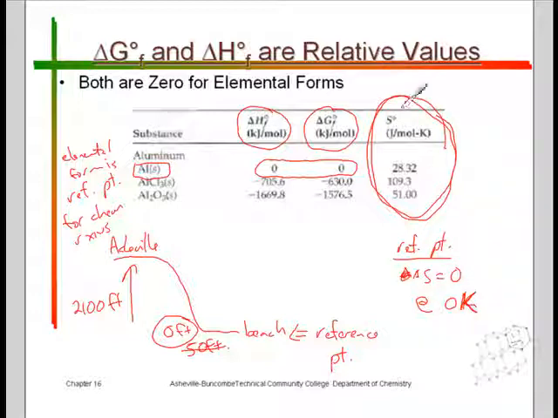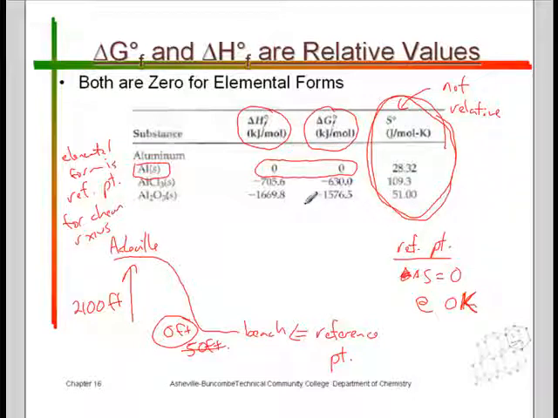S is not relative. There is a bottom. There is some point in nature where S becomes 0, and it just is. Humans didn't decide that. It just is. There's 0 entropy at 0 Kelvin for any substance. Again, that's not the case for delta H or delta G. It's all a relative scale, no matter what compound you're looking at, no matter what temperature.